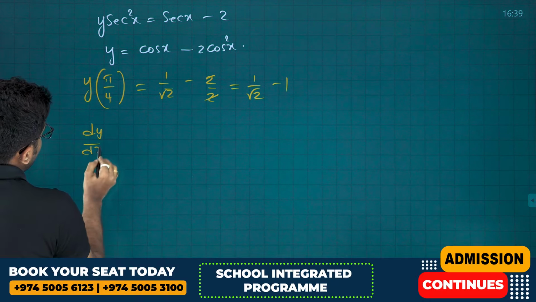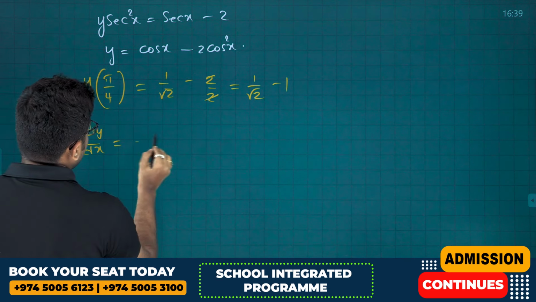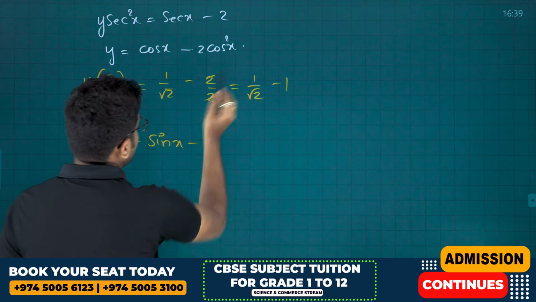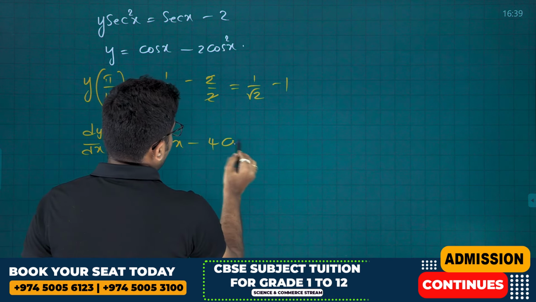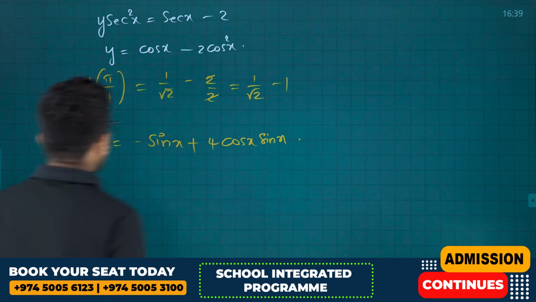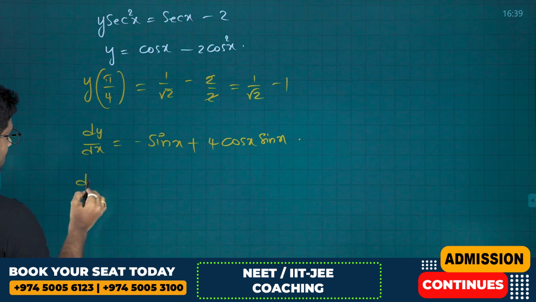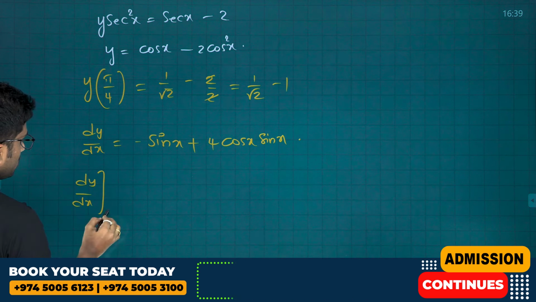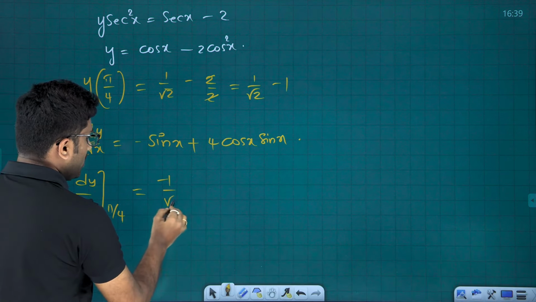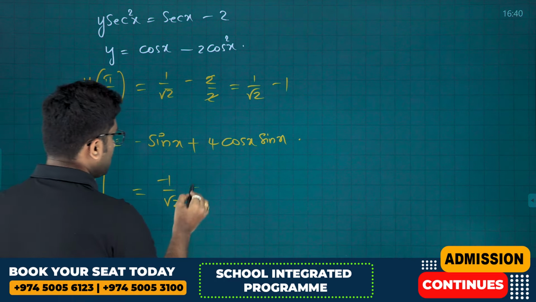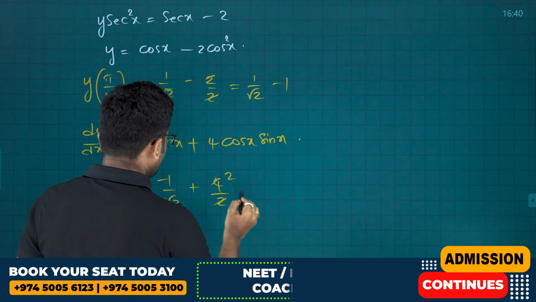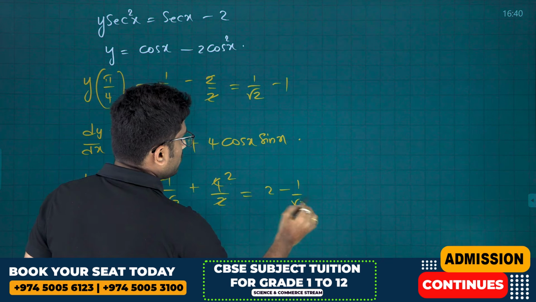First we will find y dash. dy by dx is equals to, for cos x it is minus sin x, minus 2 twos are 4 cos x into, for cos x it is minus sin x, so it becomes plus. Now put dy by dx at x equals to pi by 4. So minus sin pi by 4 is minus 1 by root 2, plus 4 into 1 by root 2 into 1 by root 2, which is 2. So this is equals to 2 minus 1 by root 2.